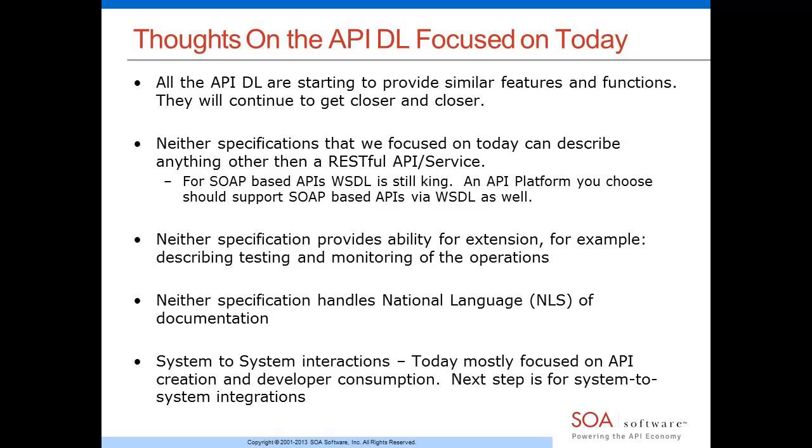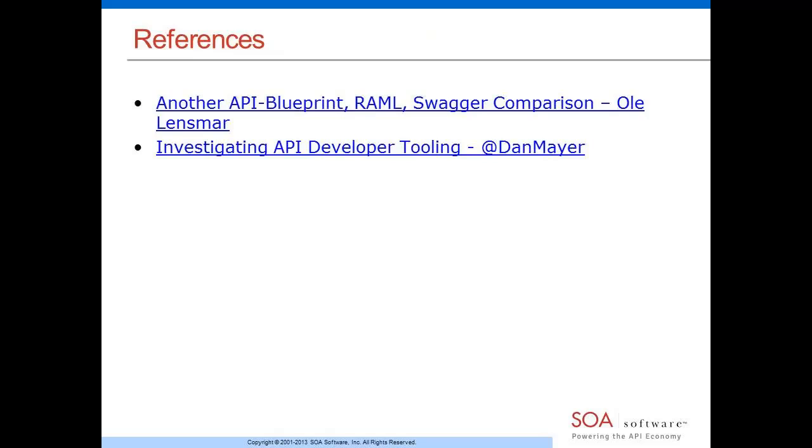I want to thank Oli Lensmar. He had this presentation that he gave at API Strat in March, I think it was. Great, nice presentation. You might want to take a look at that. That contains some comparisons as well for API Blueprint, RAML, and Swagger. Dan Meyer has a great long blog about API developer tooling, so you will want to take a look at that as well. So I think we have a few minutes for some questions.